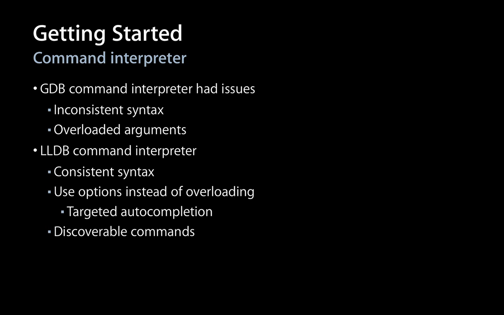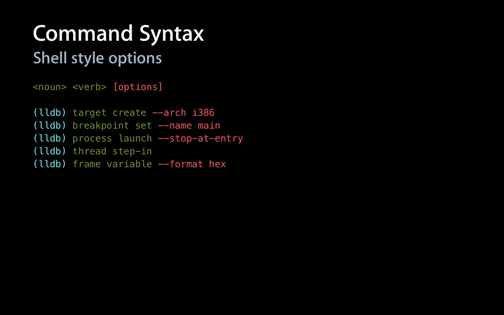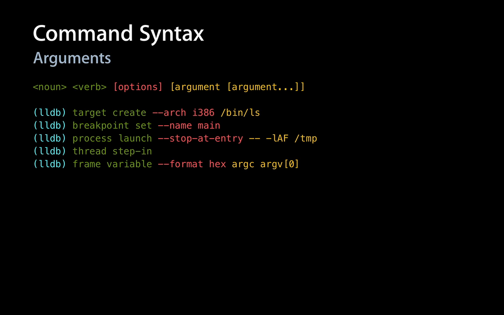We also wanted to make commands more discoverable. And in the upcoming terminology slides, we'll see how we can discover what different commands can do. The documentation for all these commands is actually built right into the debugger itself. So if we take a look at the command syntax in LLDB, we tend to stick to a noun-verb paradigm. Target create, breakpoint set, process launch. After that, we add on the standard Unix-style options, and then we add on our arguments that come after this. We use the same command interpreter to parse all of your expressions, or to parse all of your commands.